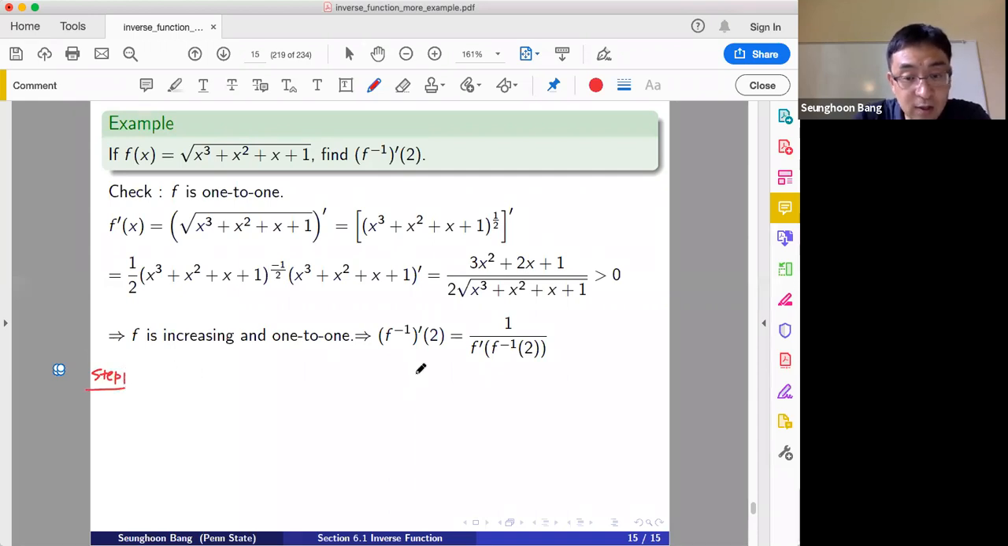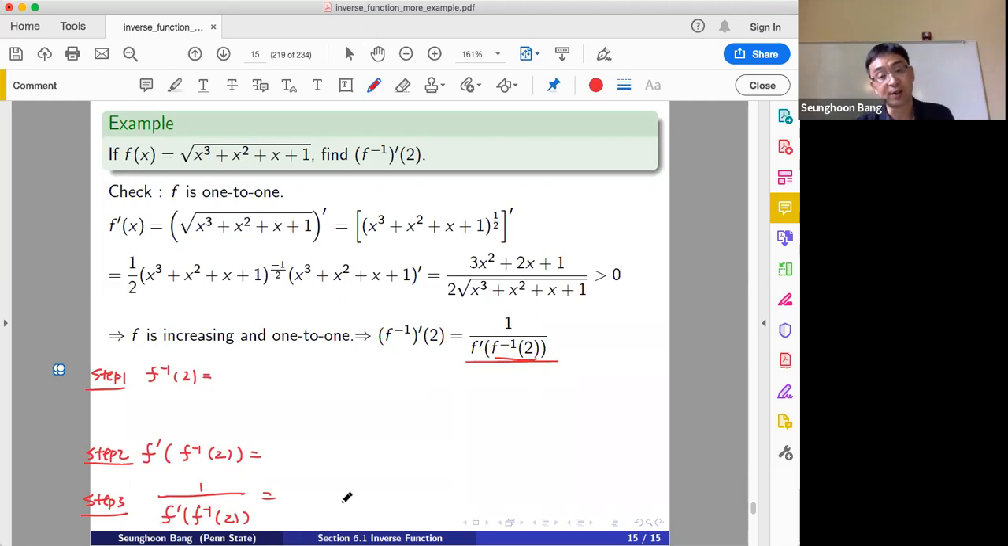You just find the inside one, the inverse of f of 2. You can find it. Step 2, you can plug this one into the denominator: f prime of inverse of f of 2. Step 3, you can use the reciprocal: 1 over f prime of inverse of f of 2. It's the whole idea.